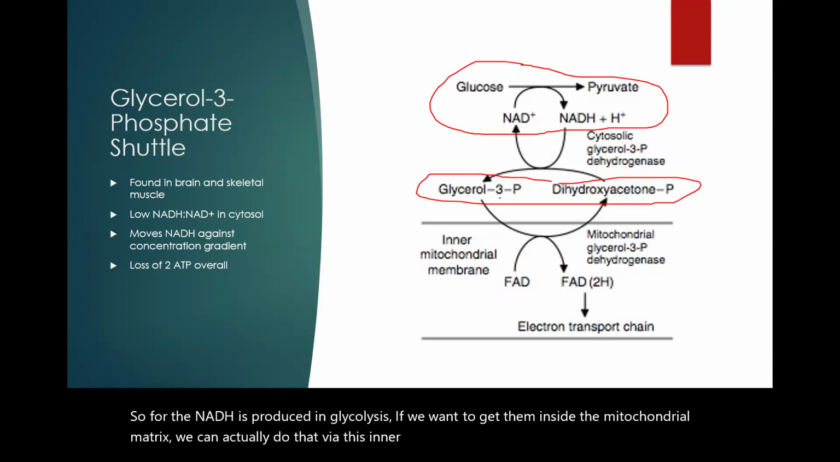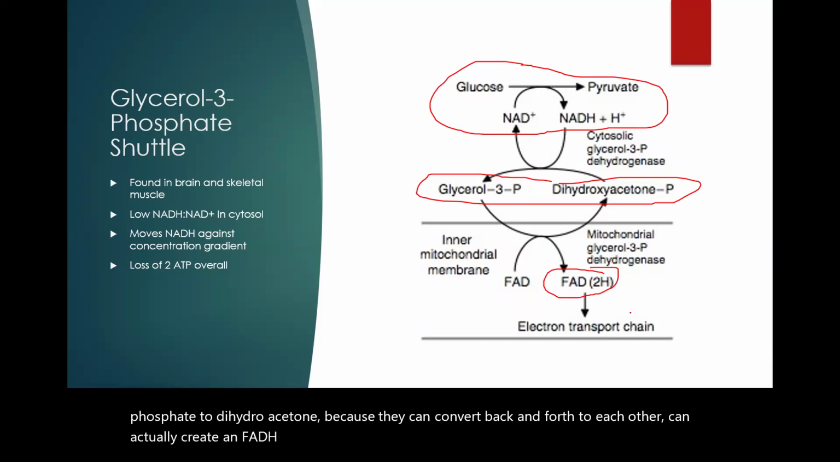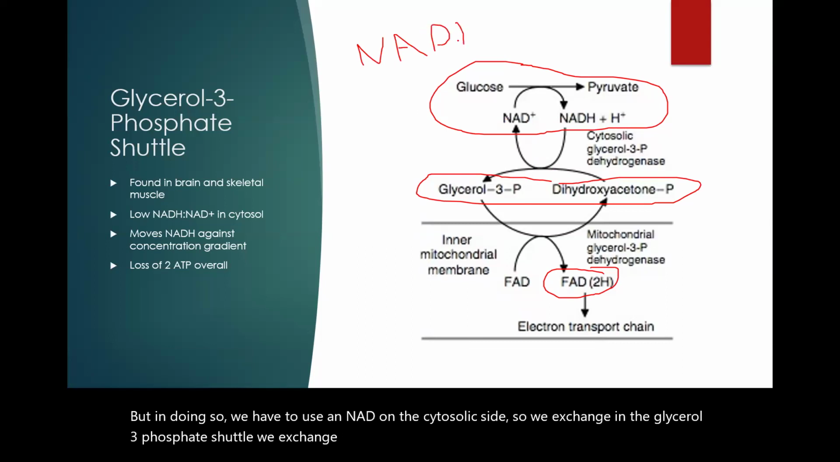The conversion of glycerol 3-phosphate to dihydroxyacetone phosphate, because they can convert back and forth to each other, can actually create an FADH2 inside the mitochondria. But in doing so, we have to use an NAD on the cytosolic side. So in the glycerol 3-phosphate shuttle, we exchange 1 NADH for 1 FADH2.